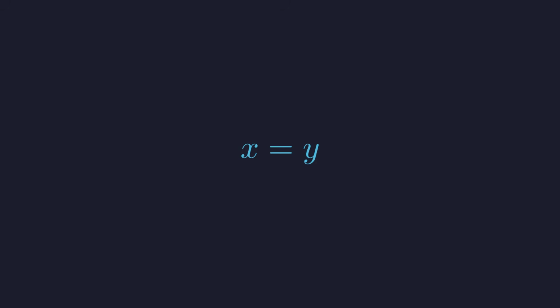Let's start with the innocent assumption that x equals y. Nothing suspicious here, just two variables that happen to be equal. Now, I'll multiply both sides by x. This is a perfectly legal algebraic operation. So x squared equals x times y. Still completely standard algebra. Next, I'll subtract y squared from both sides. Again, nothing unusual about this step.